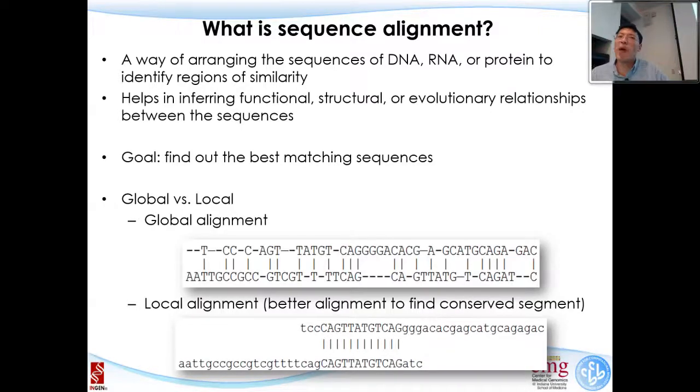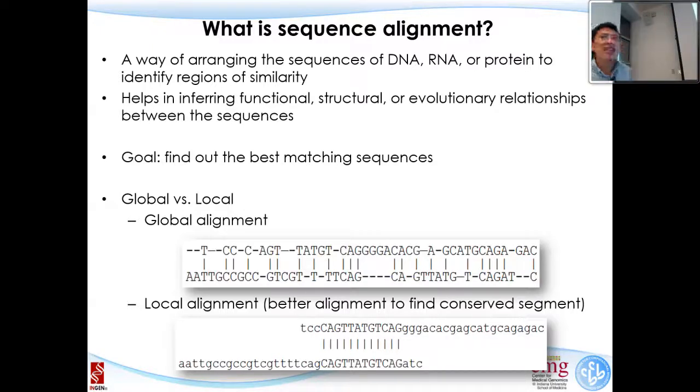There are two types of sequence alignment. The first one is called global alignment. You can define it however you want, but this figure shows it: you have two pieces of sequence and you want to align them from head to tail, matching everything as much as possible. This is the global alignment.